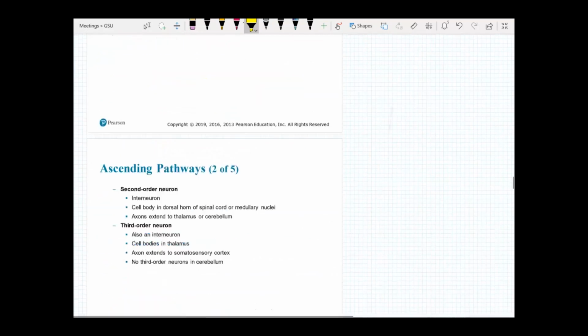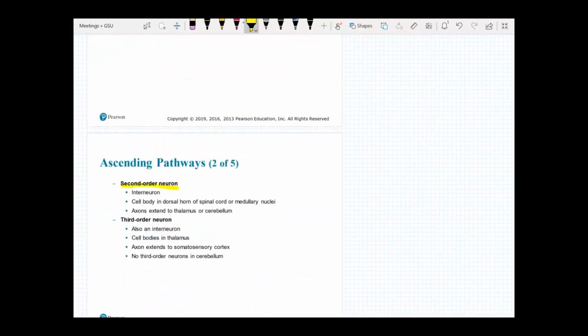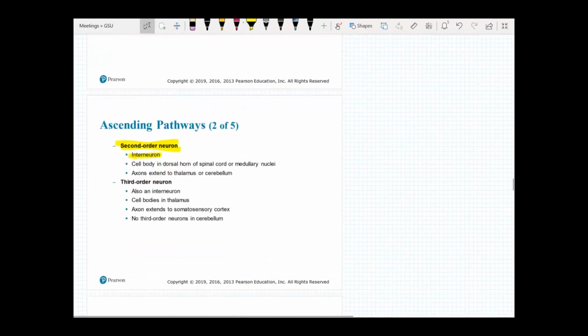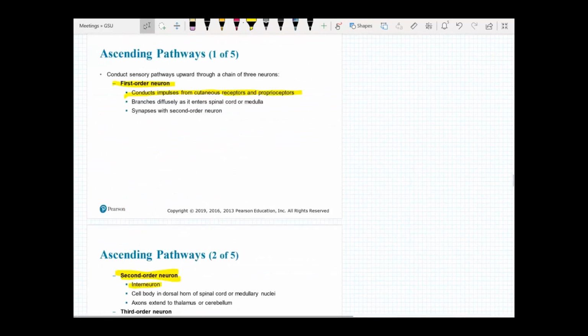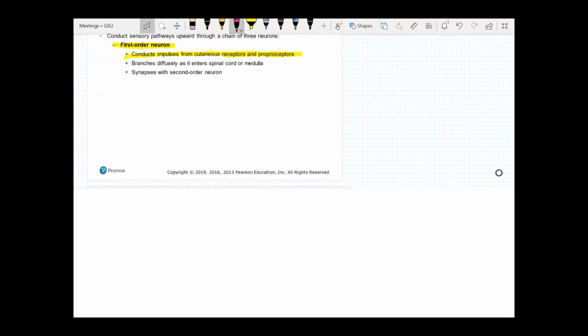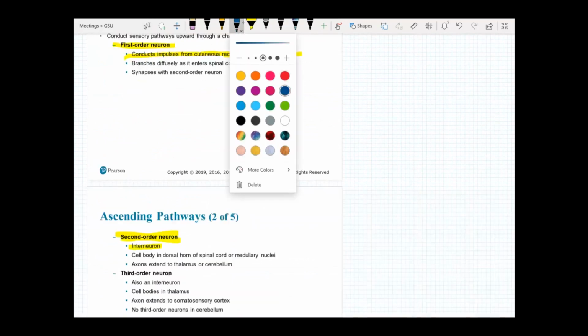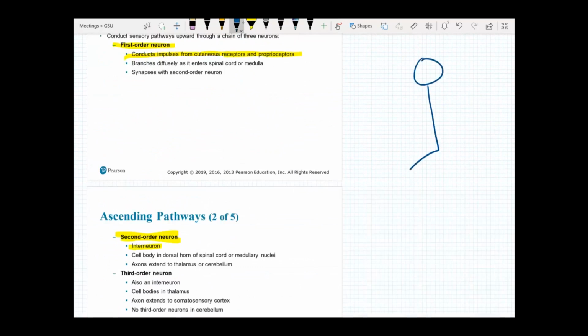And then it will synapse on a second order neuron, which is also the interneuron because it's the in-between neuron. This neuron usually will extend. So if the first order neuron, here, let's do it this way. Here's my little person. The first order neuron is going to carry the information from the tips of the toes usually up to the actual spinal cord itself.